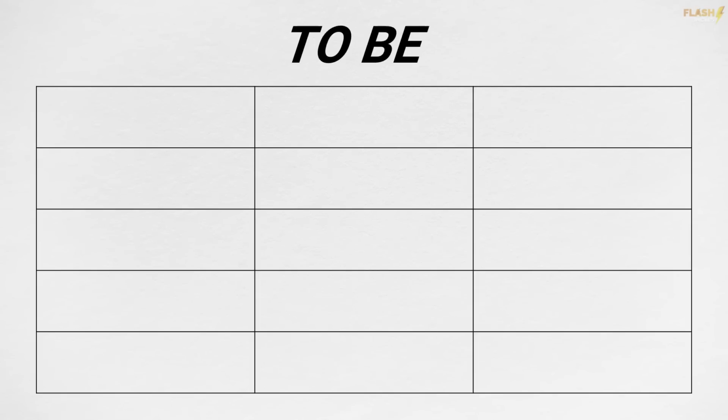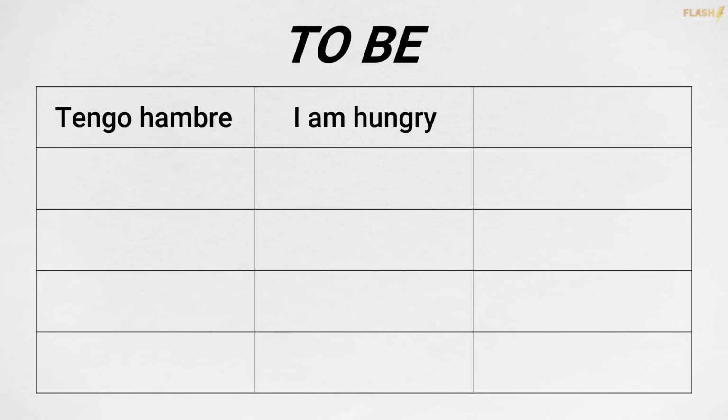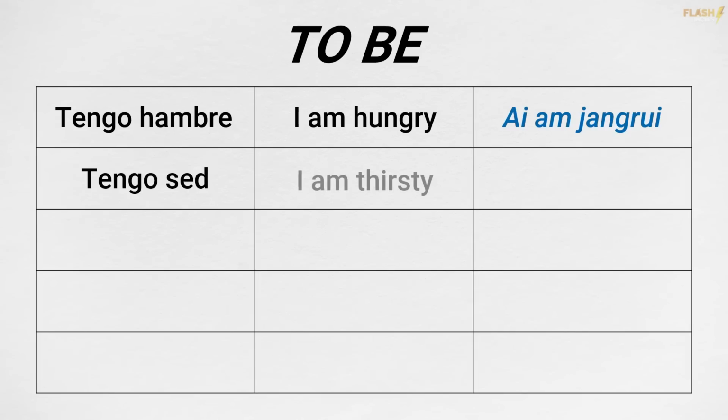Oraciones con el verbo to be. Estas oraciones nos ayudan a decir cómo estamos o cómo nos sentimos. Veamos algunos ejemplos. Tengo hambre. I am hungry. Tengo sed. I am thirsty.